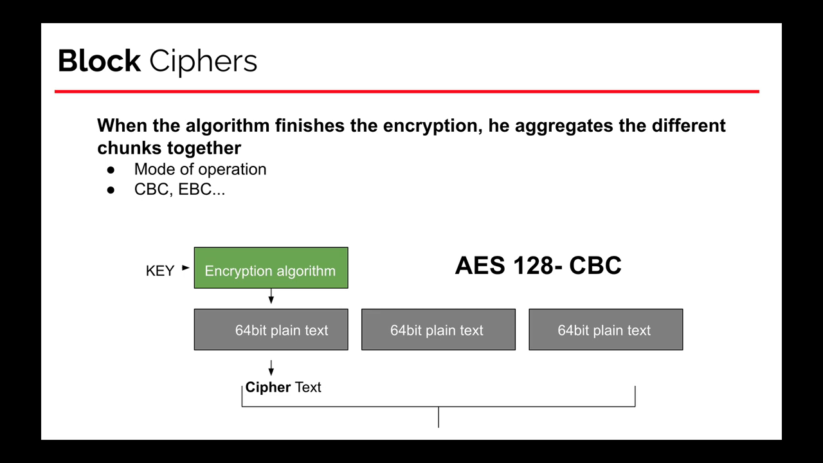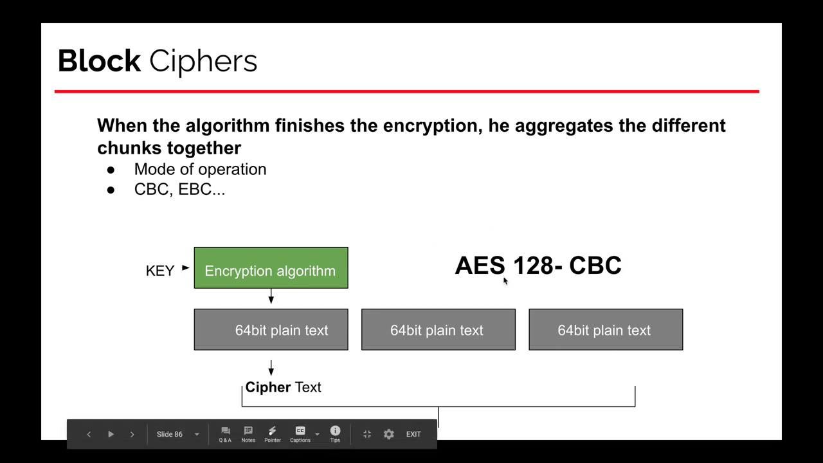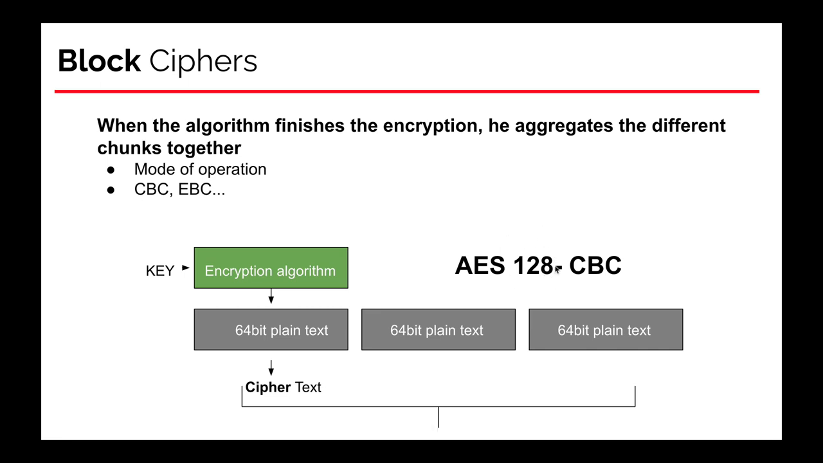Now, what happens when it finishes encrypting the different chunks? It needs to aggregate them. It does so using different modes of operation. There are different modes of operation in block ciphers, CBC, ECB, and so on. We will not get into the details, but know that when you see something like AES-128-CBC, AES is the encryption algorithm, 128 is the key size, and CBC is the mode of operation, the way that it actually aggregates everything together.